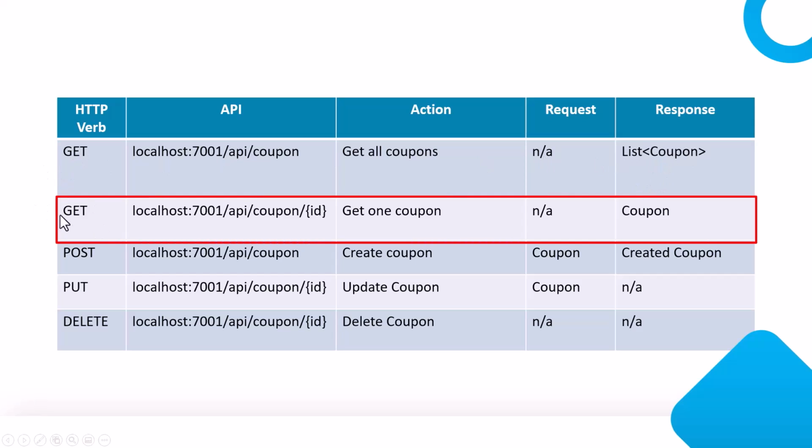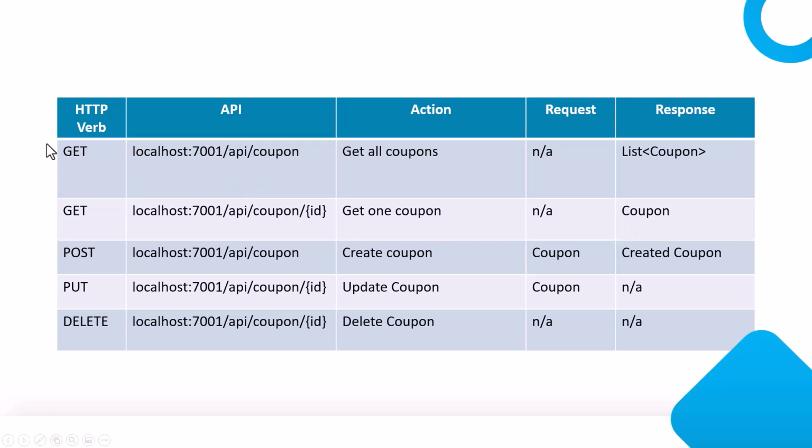Now another type of GET request is where we are passing an ID of the coupon. At that point, the HTTP verb is still GET. But because there is an ID here, we know that the user only wants one coupon. Request will not have any body, but the response body will have the single coupon that user wanted. Now of course, if the ID is invalid, we will not send any response body with the coupon. But if that is valid, the response body will have a coupon. These two are basic requests in HTTP GET.